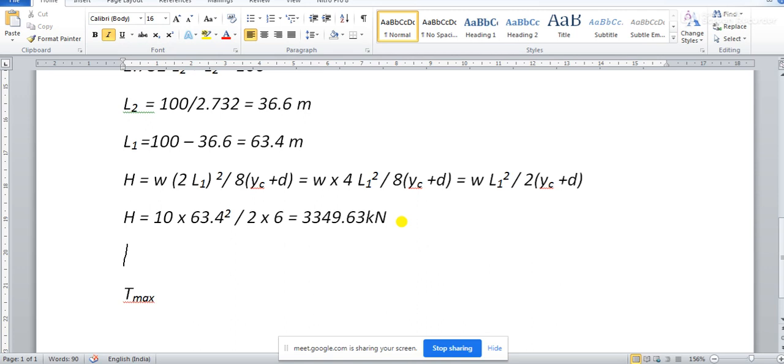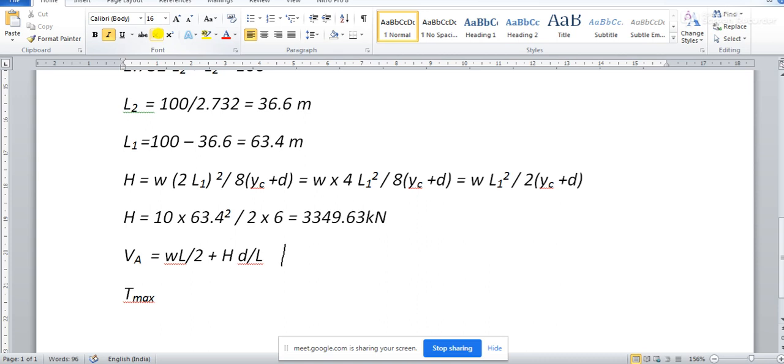For finding T max, you'll have to find VA and VB, right? Correct or not? So what is the value of VA? What will be the value of the vertical reaction? WL by 2 plus WL H by into D, plus H into D upon L. That's your VA.